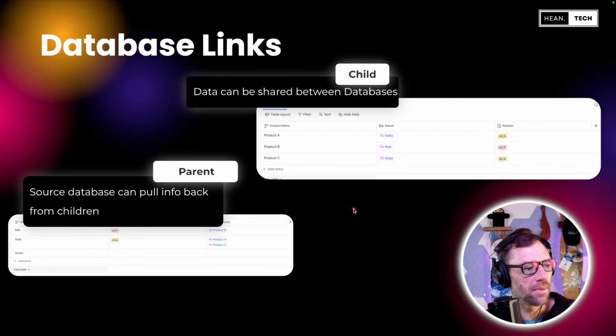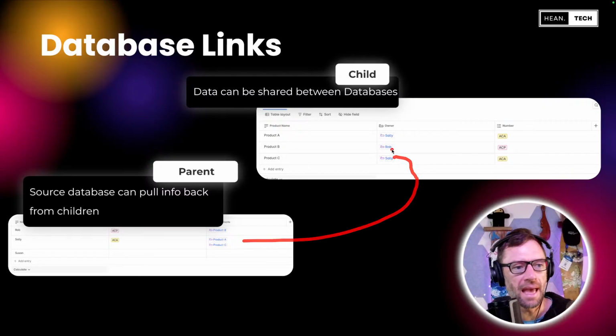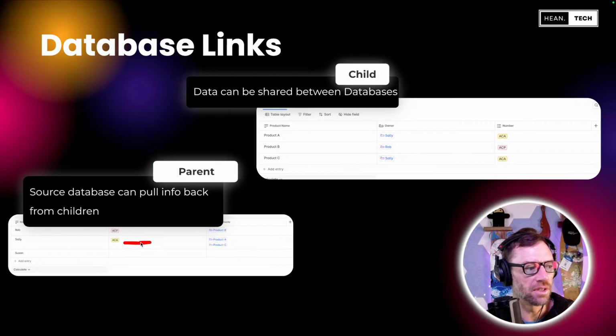In this example, I have contact information in this database, and I can pull it into different products here. And I can see product C is linked to Sally, and that their number is ACA, or maybe this is a certification or something. But then on the parent, I can also see where these people are being used. I can see Sally is linked to these two products. So this is a very simplistic example, but by connecting information here, it means I can update these things independently of each other. I can go and add a certification for Sally that will then automatically show up anywhere it's been linked in.